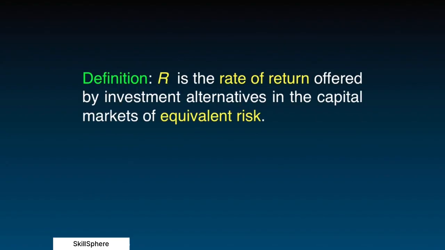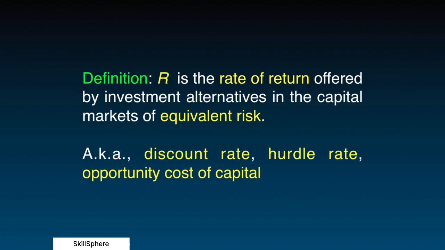R, well, that gets its own slide. R is the rate of return offered by investment alternatives in the capital markets of equivalent risk. And that's a mouthful. R goes by several other names. It goes by a discount rate, a hurdle rate, an opportunity cost of capital.